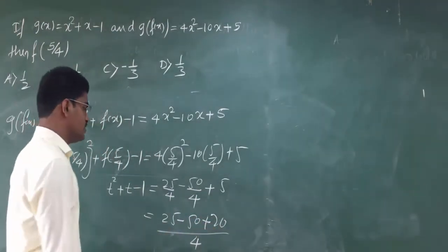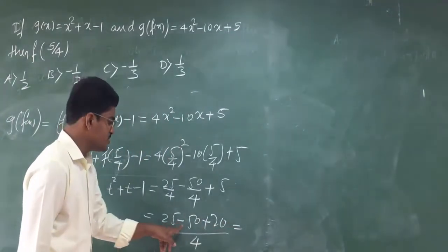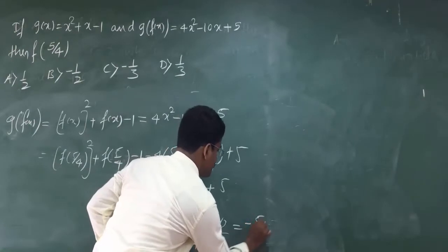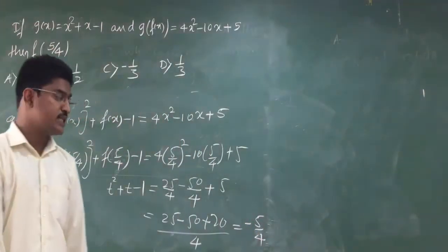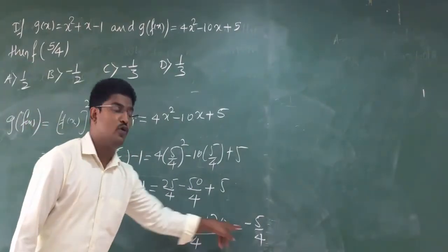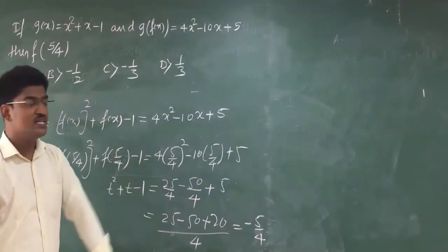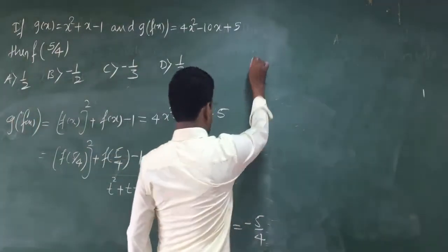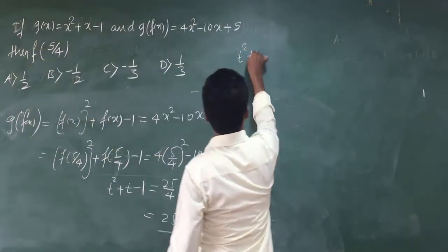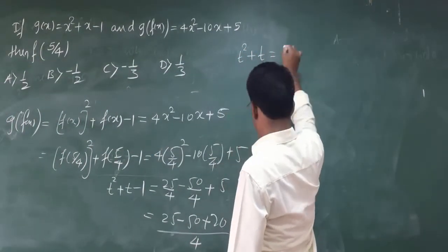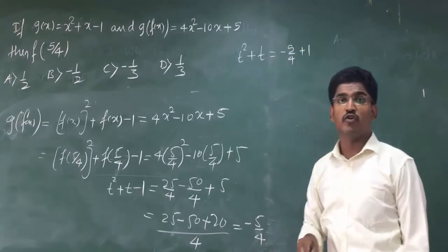So it will be equal to 20 plus 25, 45 minus 50, that is minus 5 by 4. Minus 5 by 4 you are going to get. After getting minus 5 by 4, on this side you have minus 1. If I take minus 1 on that side, it will be plus 1. So t square plus t equal to minus 5 by 4 plus 1.